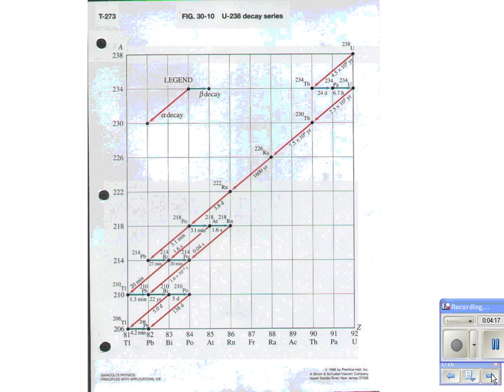polonium. And then look, you get down here to polonium-218, and you have options. Polonium can go beta or alpha. It goes either way, and ultimately, see, so that's a decay series, okay?